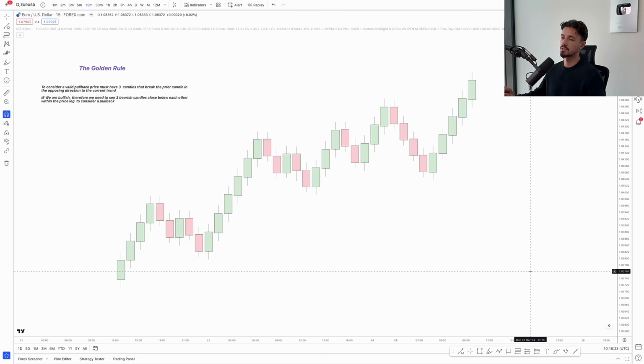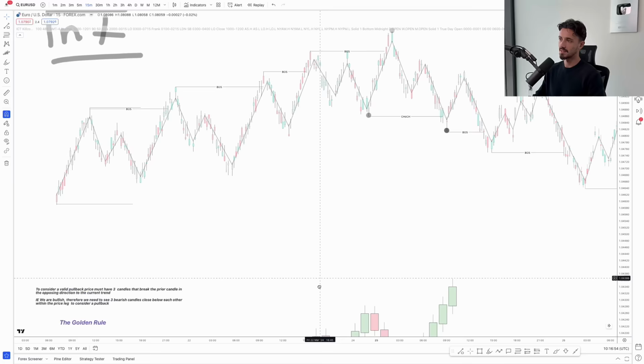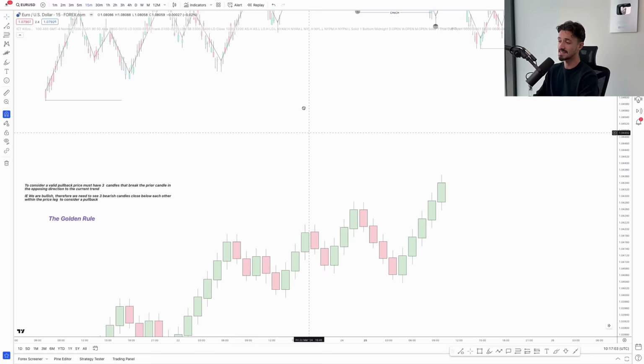To consider a valid pullback, price must have three candles that break the prior candle in the opposing direction to the current trend, right? For example, if we are bullish, then price needs to have three bearish candles that break each other in the opposite direction to be considered a pullback. Because if we go back to where we just were for a second, the question that a lot of you guys may have is, well, how do we actually understand that price has confirmed a pullback? And that is exactly what we're answering in this golden rule. So let's map this out.